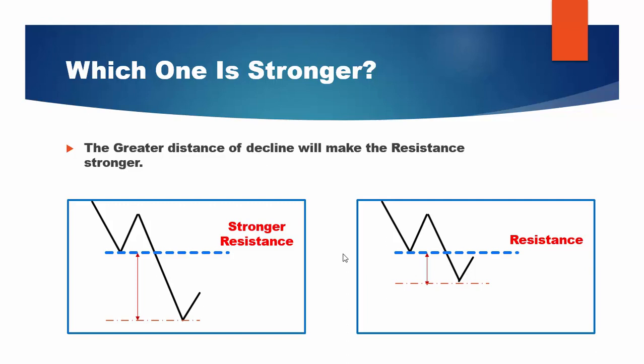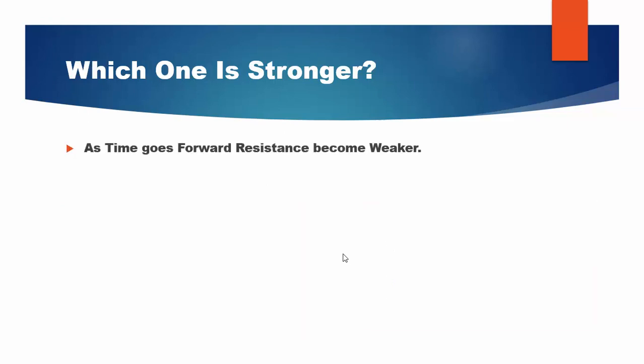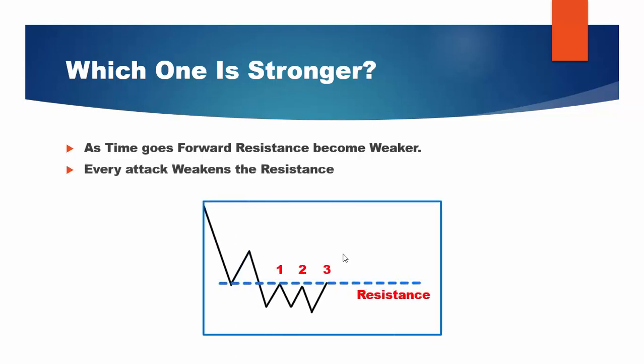And finally, we consider time for measuring the strength of resistance. As time goes forward, resistance becomes weaker. You cannot expect price to react to a resistance level 4 years later, as it could react only 1 year later, for example. We should also watch our price's behavior during the time. Every attack weakens the resistance.